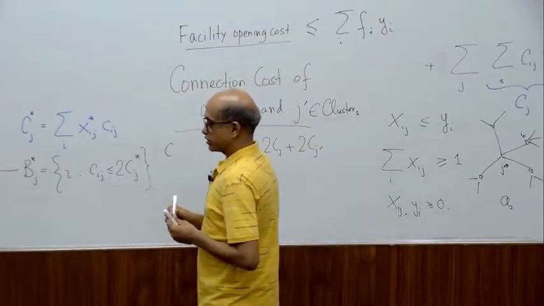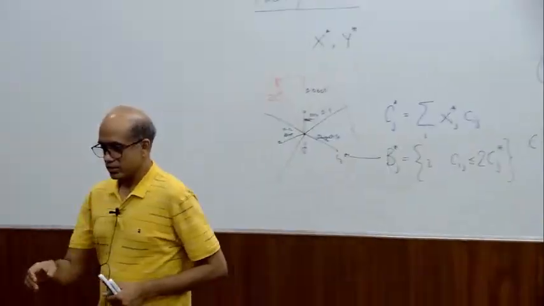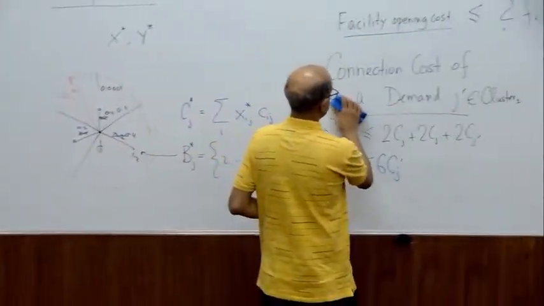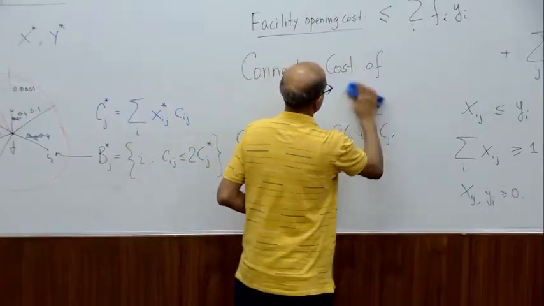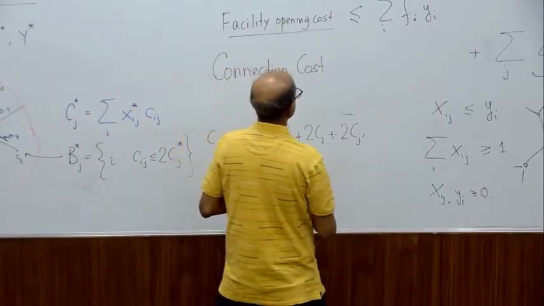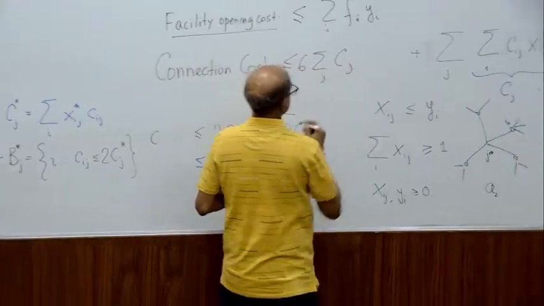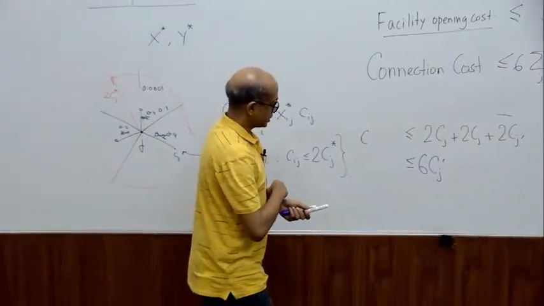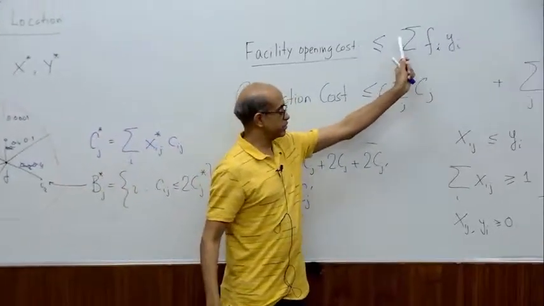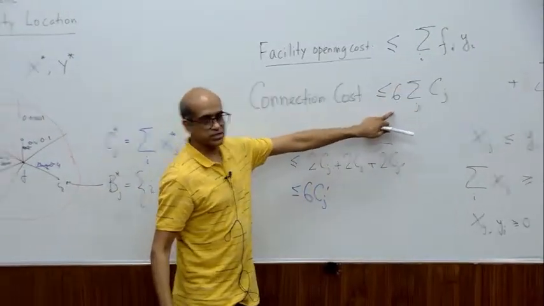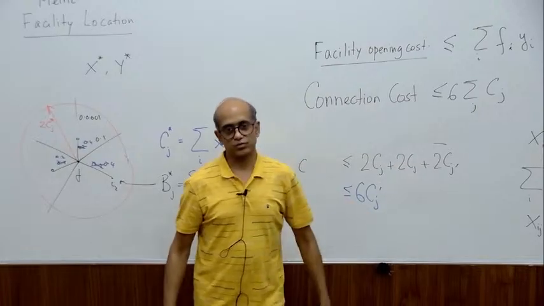Connection cost, if you add up over all the demands, so this is not a very good approximation ratio, but at least I get a constant, right? So connection cost is less than or equal to sum over all J 6 times Cj. Okay. So what kind of approximation do I get? Here I had doubled the Ya, so this will be 2 here, but the dominating thing is this 6. So this is a 6 approximation.